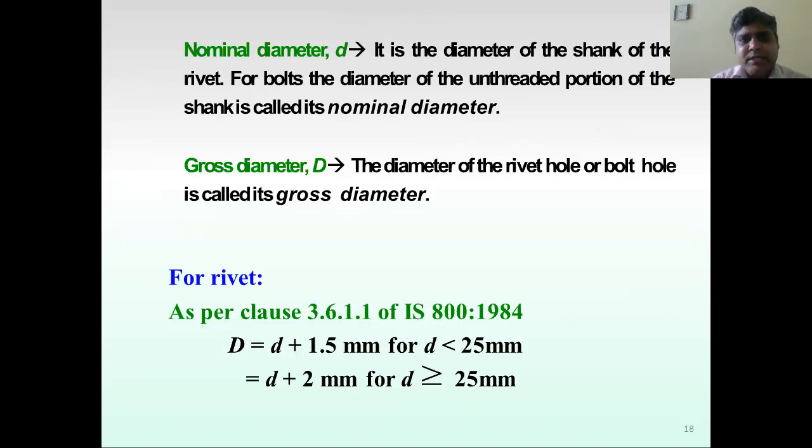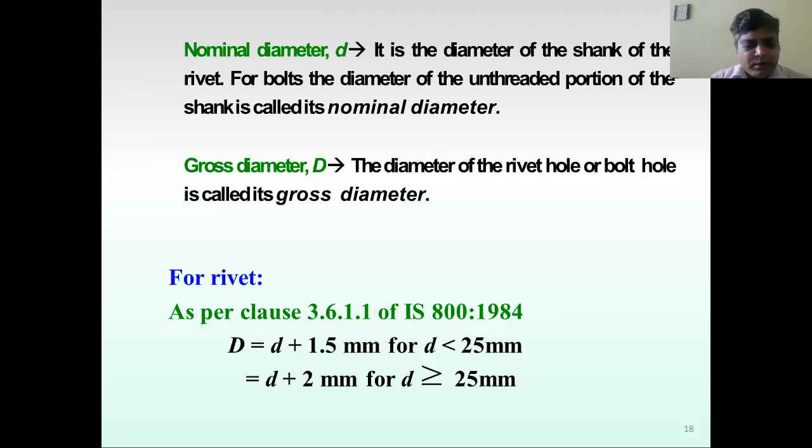Now, nominal diameter is the diameter of the shank. Shank is the long portion of any bolt and rivet. It is the diameter of the shank of the rivet. For bolts, the diameter of the unthreaded portion of the shank is called its nominal diameter. Gross diameter, denoted by D, is the diameter of the rivet hole or bolt hole.